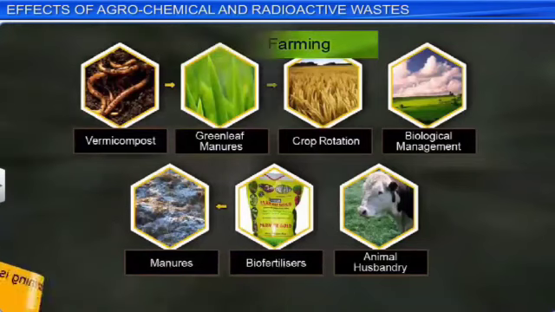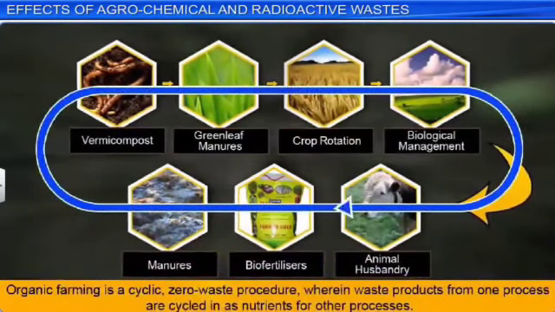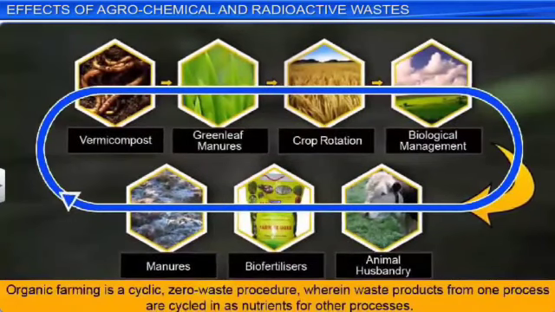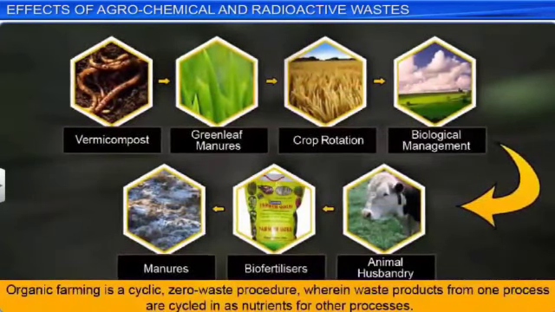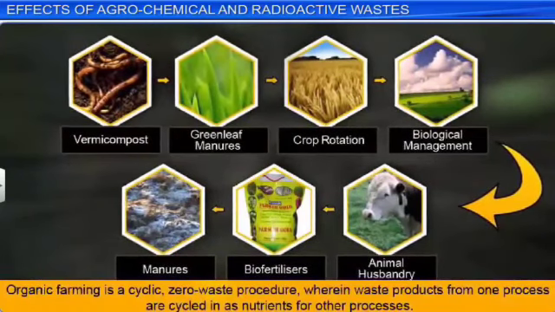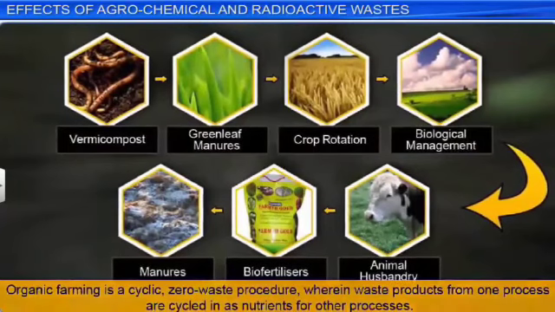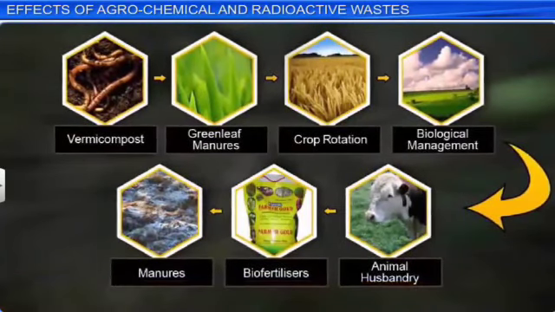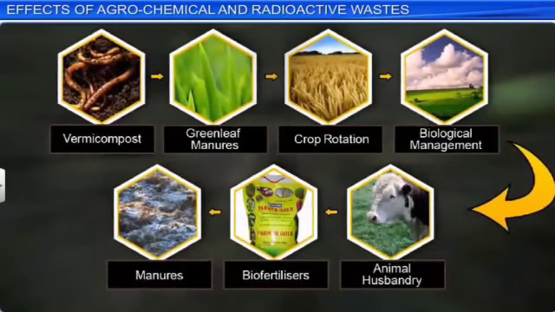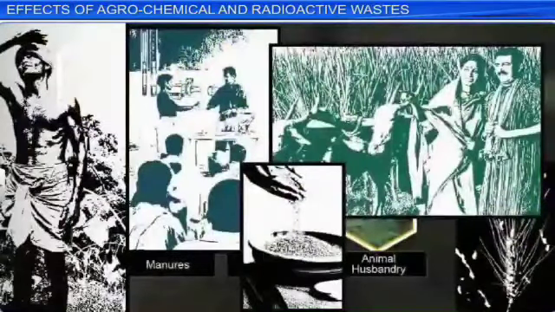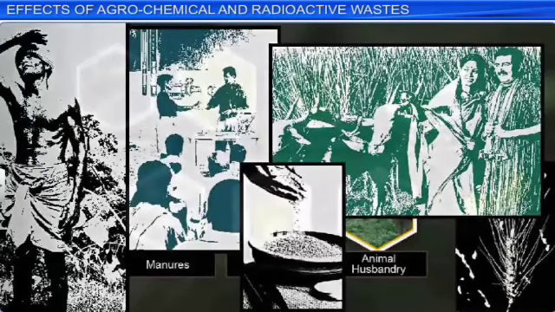Organic farming is a cyclic, zero-waste procedure where waste products from one process are cycled in as nutrients for other processes. This allows the optimum use of resources and increases production. Taking note of the benefits of organic farming, several farmers are trying to adopt this mode of farming.